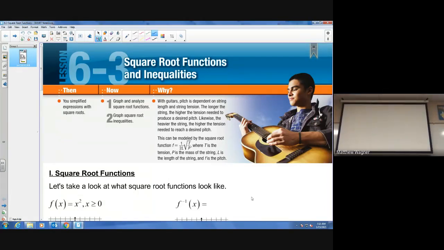All right, you guys, we're going to be taking a look at 6.3 today. So we're going to be graphing some square root functions. You can forget inequalities. All right, we're not going to focus on inequalities. We are just going to explore square root functions.